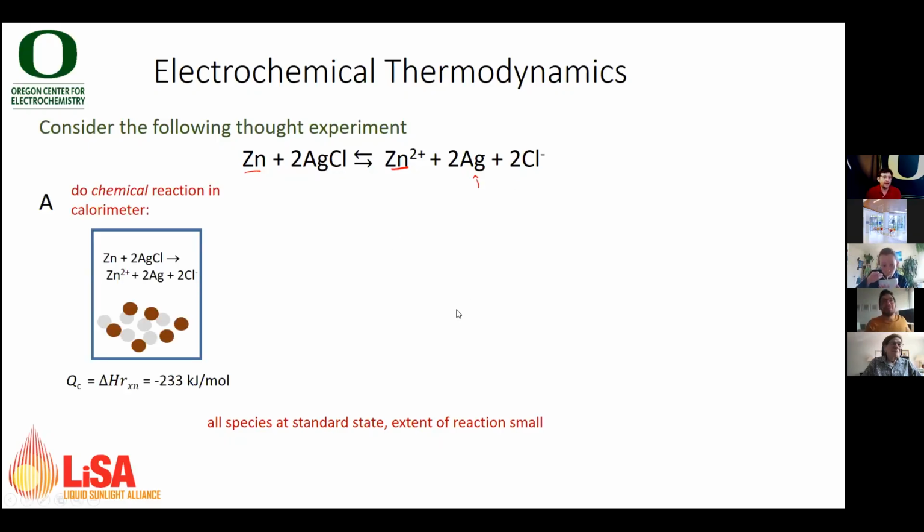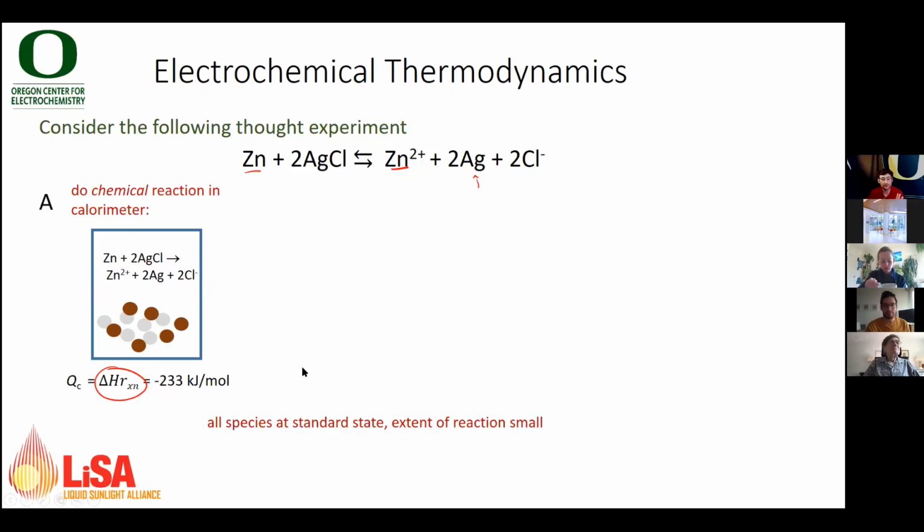So you can do this reaction in a calorimeter, right? You could just mix zinc and silver chloride together and they would react eventually. And if you did it in a thermodynamic way, with all species at standard state, you make the extent of reaction small, it's a thought experiment, and you measure the total heat released, you'd get delta H of reaction, okay? And that's negative 233 kilojoules per mole.